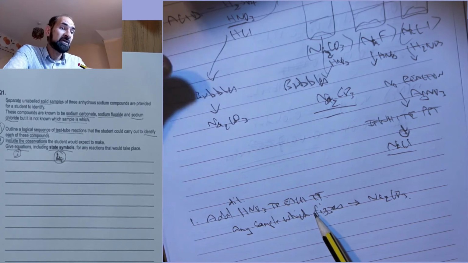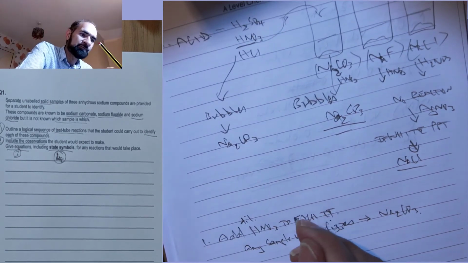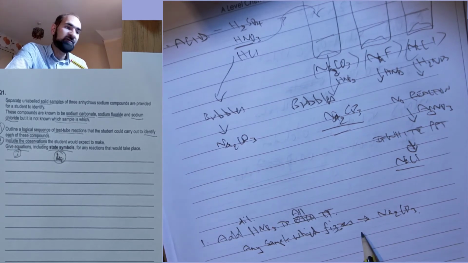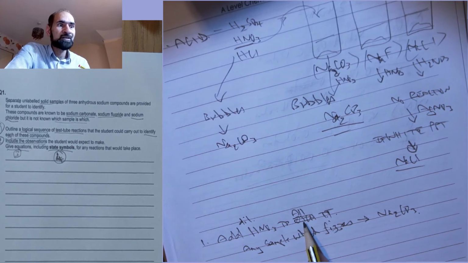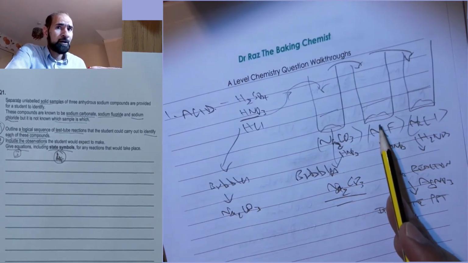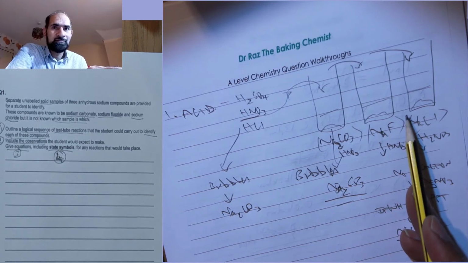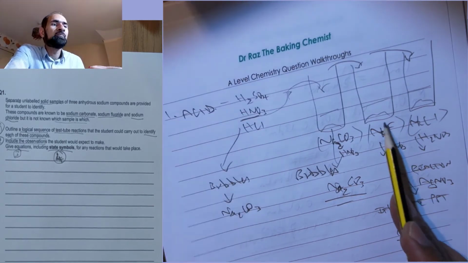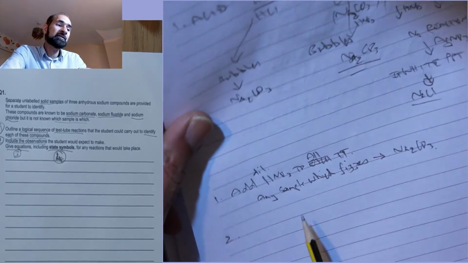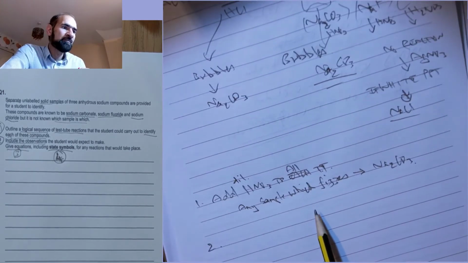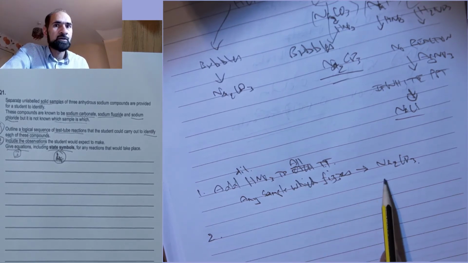So my suggestion would be add dilute nitric acid to all the test tubes. Any sample which fizzes is sodium carbonate. But now, because you said all the test tubes, that means these are now dissolved. So therefore, they are solutions. And so now you don't have to say, oh, make them into solutions or add water to them, etc. So if you said add dilute nitric acid to all the test tubes, that's fine, but it's got to be all the test tubes. Any sample which fizzes is sodium carbonate.